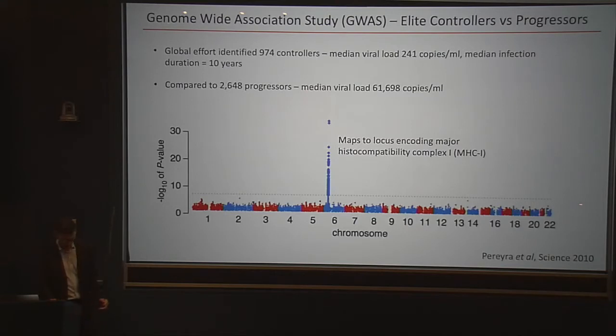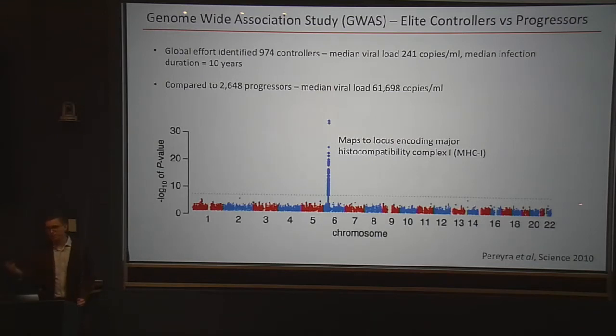So to address this, a group that was pulled together by Bruce Walker, and this benefited also from some philanthropy, pulled together a group of 974 of these rare individuals. This was really a global effort, and had a control group of people who were progressing, and did a genome-wide association study to see which polymorphisms were associated with this protection. And you can see one really strong hit here and nothing else reaching above this threshold.